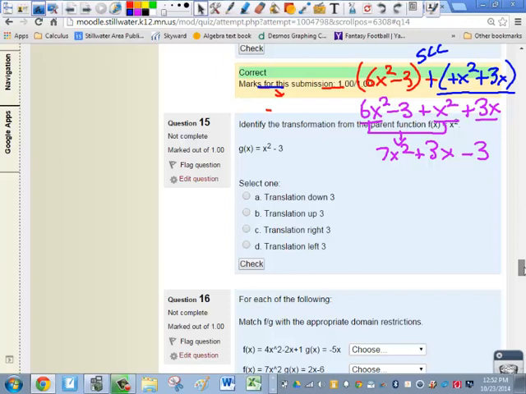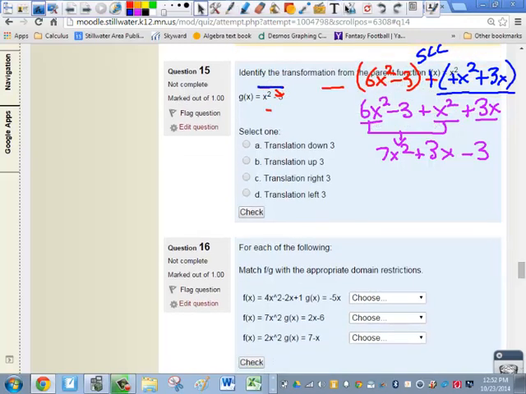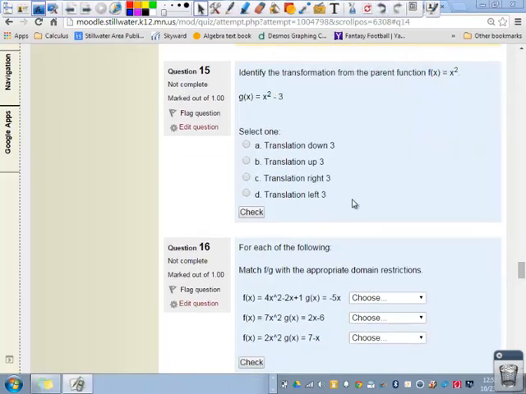15. Only a few to go. I think I got a second wind, everybody. Okay, 15, it says identify the transformation from the parent function from this one to this one right here. Oh, so we just got to remember. So remember, we got this one right here. That's this function. This function right here took that function and subtracted 3 from it. When you subtract 3 from it, it just goes down 3.